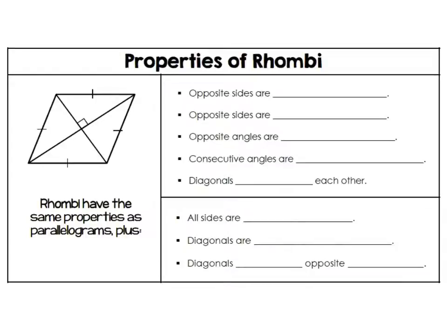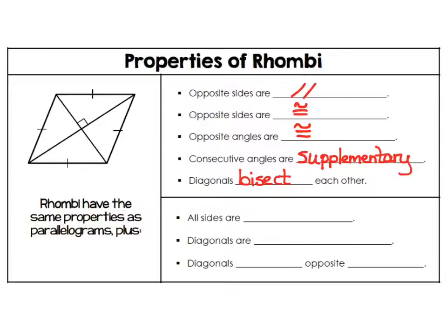Alright, in this video we're going to finish up the notes from last week, and we're going to begin with properties of rhombi. Remember, the word rhombi is plural for rhombus. So let's just talk about the 5 characteristics of a parallelogram. We know that opposite sides are parallel, opposite sides are congruent, opposite angles are congruent, and consecutive angles are supplementary, and the diagonals bisect each other.